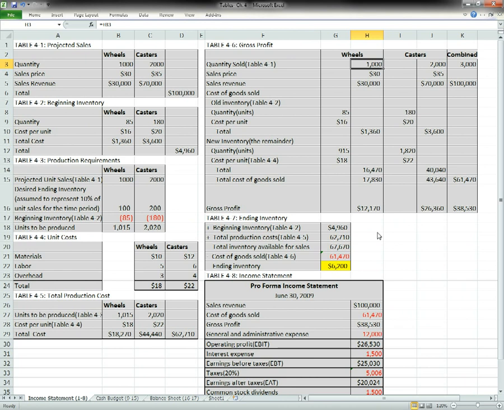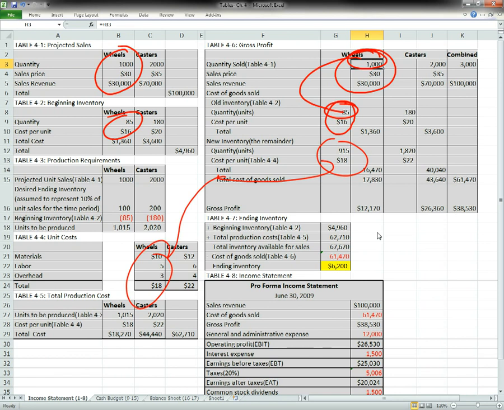The revenue for wheels: quantity sold, sales price, sales revenue, 30,000. The number of units, looking at the cost of goods sold, we have 85 original units priced at $16 apiece. Because we're using FIFO, those are the ones that go out first. An additional 915, which is just the difference between the 1,000 and the 85, at our new price of $18 apiece.